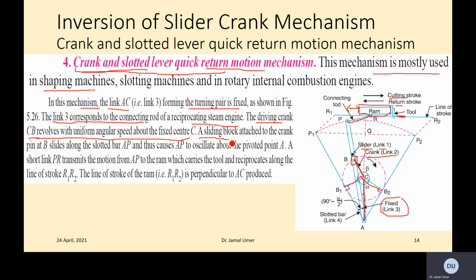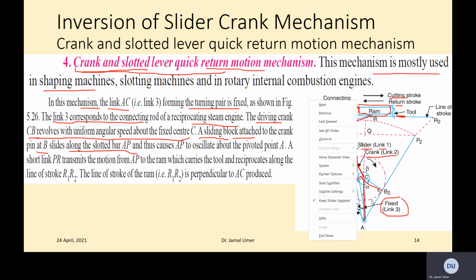A sliding block is attached to the crank. So this is the sliding block, and this is link 1. You just imagine it when it's moving. This sliding block is just sliding along the length AC, basically. The sliding block attached to the crank at B slides along the slotted bar. So this is the slotted bar, this slotted bar AP. You see the long one is the slotted bar.